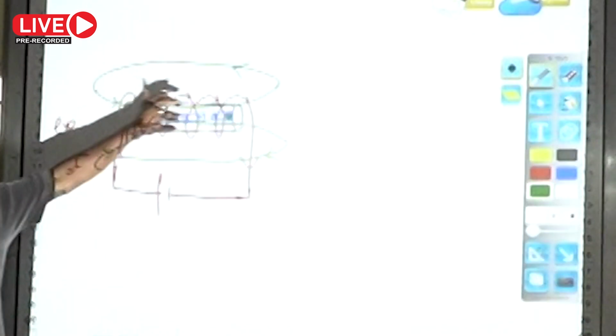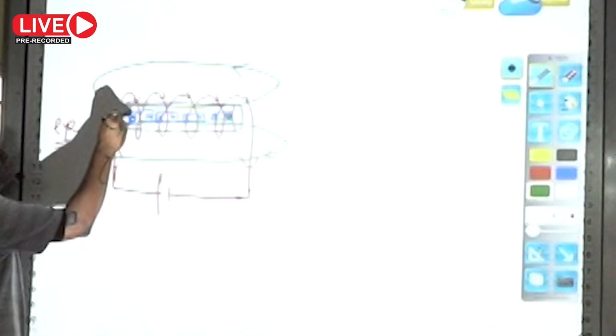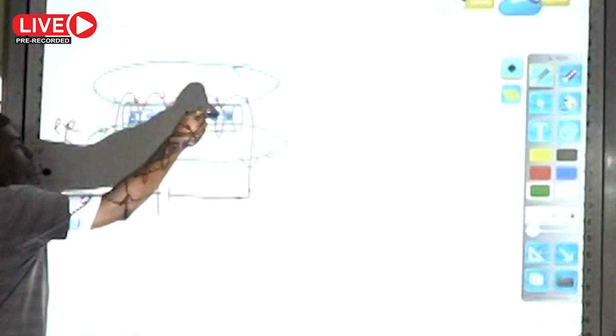Now see the middle portion of the solenoid, between this point and this point, between the two poles actually. The poles are slightly inside, and see the structure inside these two poles. Field lines are almost parallel to each other.